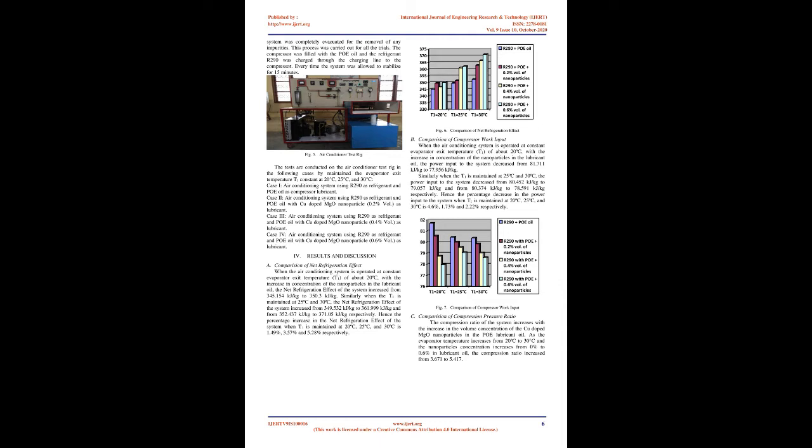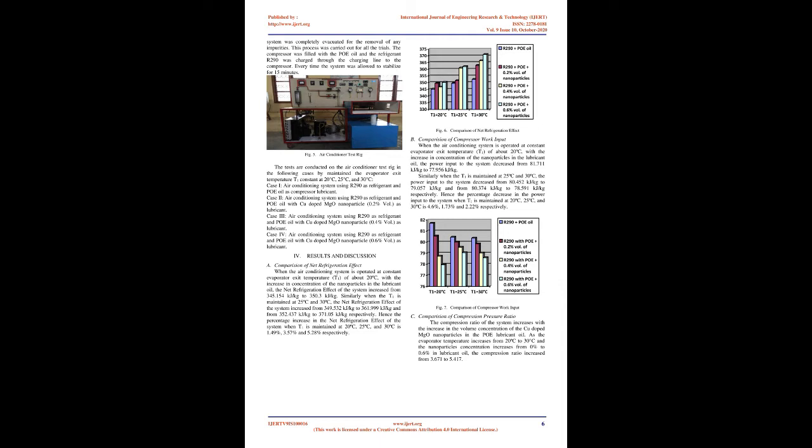Similarly, when T1 is maintained at 25 degrees C and 30 degrees C, the net refrigeration effect of the system increased from 349.532 kJ/kg to 361.999 kJ/kg and from 352.437 kJ/kg to 371.05 kJ/kg respectively. Hence the percentage increase in the net refrigeration effect of the system when T1 is maintained at 20 degrees C, 25 degrees C, and 30 degrees C is 1.49%, 3.57% and 5.28% respectively.